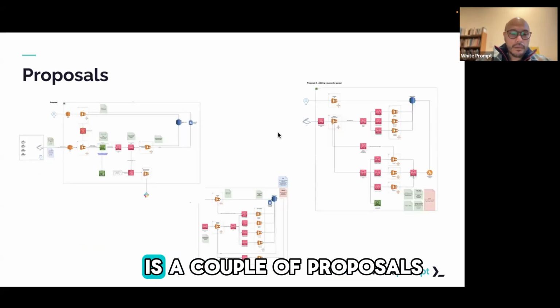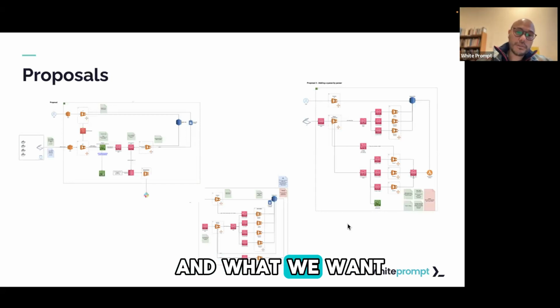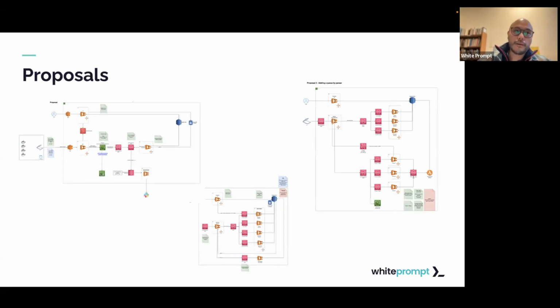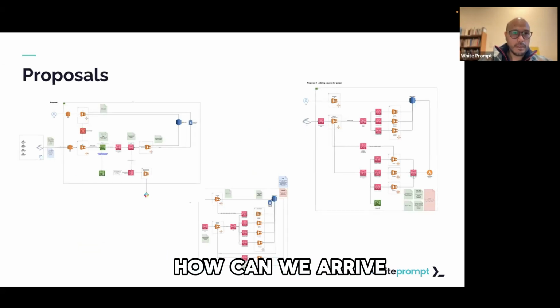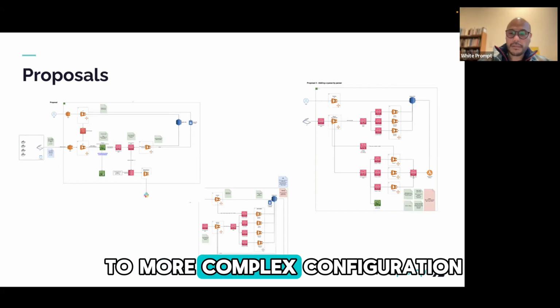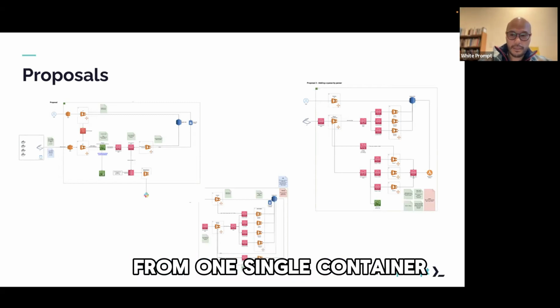So what we did is a couple of proposals. These are the schemas of what we want to achieve. There are a lot of things to do. One of the problems that we face is how we can arrive at more complex configuration on architectures from one single container.